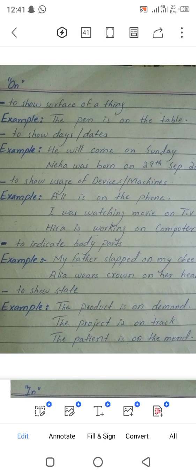Second example we can also consider over here, the marker. The marker is on the hand. Where is the marker? What's the state of the marker and what's the surface?